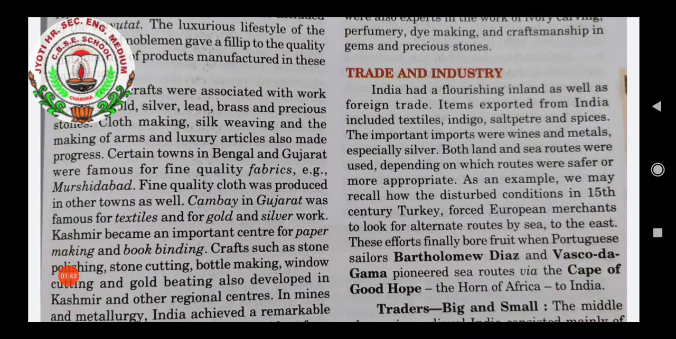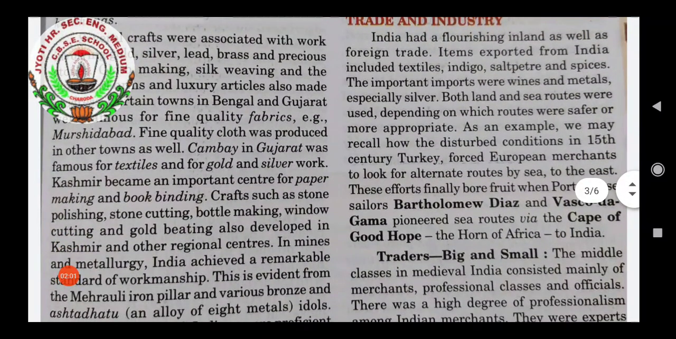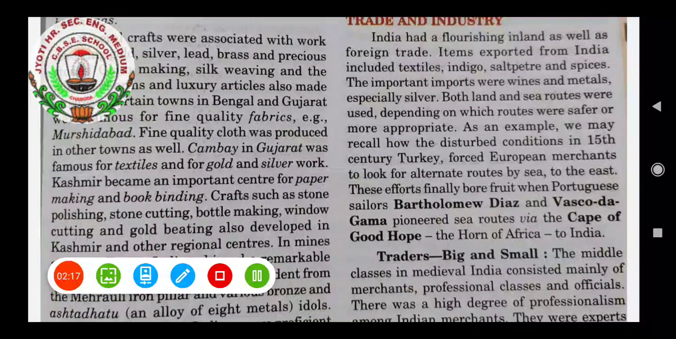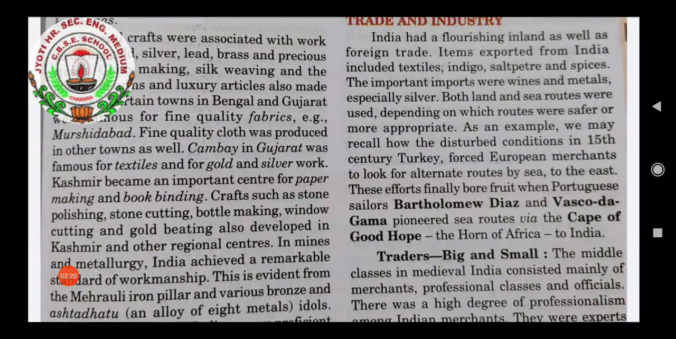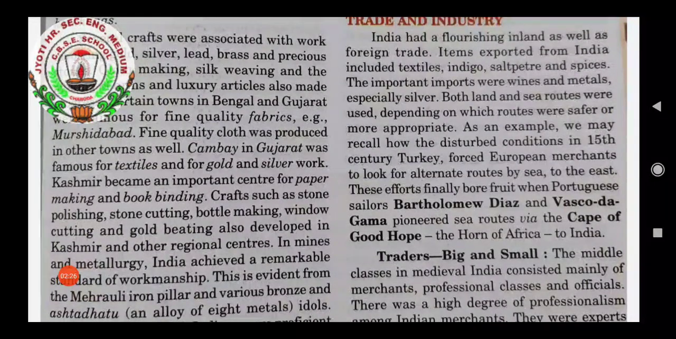Now for this trade, the traders were using different routes, especially both land and sea routes. Now what was the reason behind using the land and sea routes? The traders were always looking for the safer and the appropriate route so that they can reach their destination very safely and in an appropriate manner. For their trade, they were choosing their route, whether they wanted to go by land route or sea route.